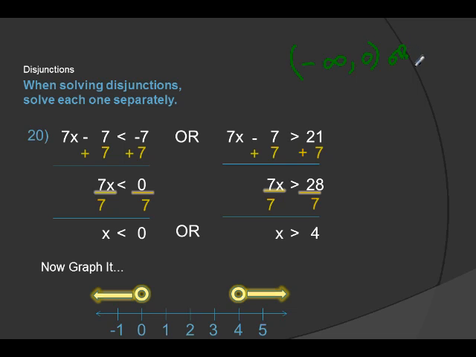Or my second inequality. My smallest number is 4. I go from 4 all the way up to, that arrow goes on forever, positive infinity. Open dots, so they are going to be parentheses. Two pieces of interval notation. You have two individual graphs. They're just on the same number line. And this is how you work with a disjunction.